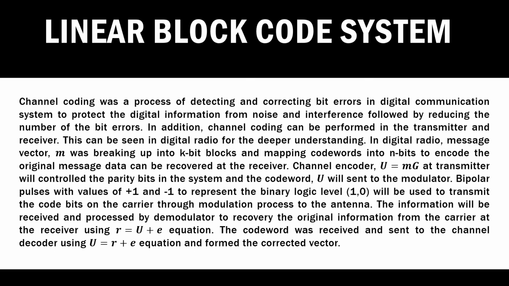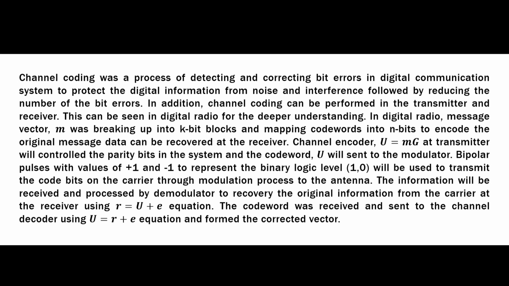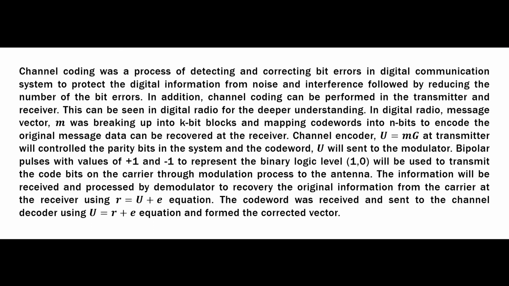Channel coding was a process of detecting and correcting bit errors in a digital communication system to protect the digital information from noise and interference, followed by reducing the number of bit errors. In addition, channel coding can be performed in the transmitter and receiver. This can be seen in digital radio for deeper understanding. In digital radios, message vector M was broken up into K-bit blocks and mapped into N-bit code words to encode the original message. Data can be recovered at the receiver.